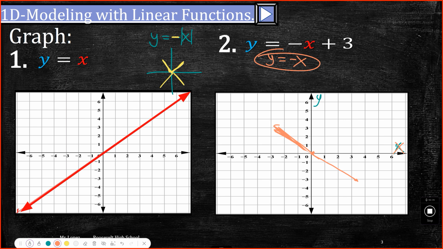Now we're going to do the next transformation, which is this: y equals -x plus 3. That means we're going to shift it up 3. 1, 2, 3. And now we have the graph going like this. And we are done.